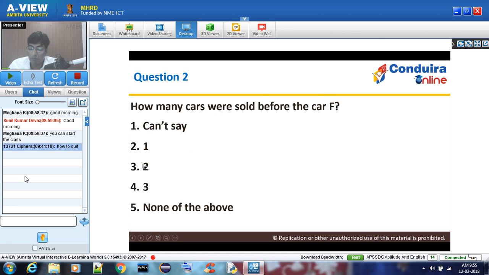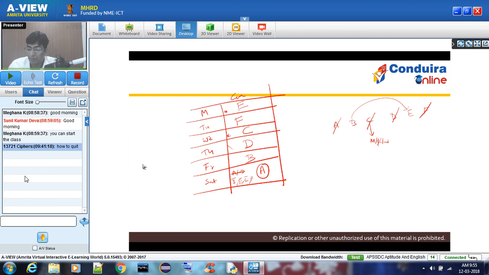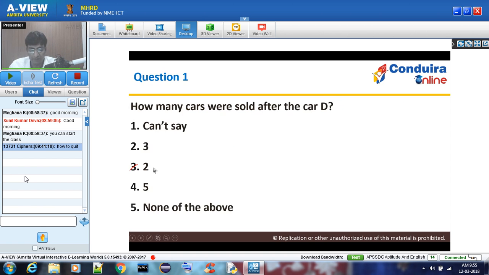How many cars are sold before F? F was sold on Tuesday. So how many are sold before F? 1 car, that is E.